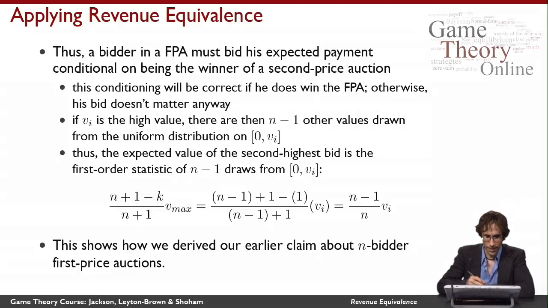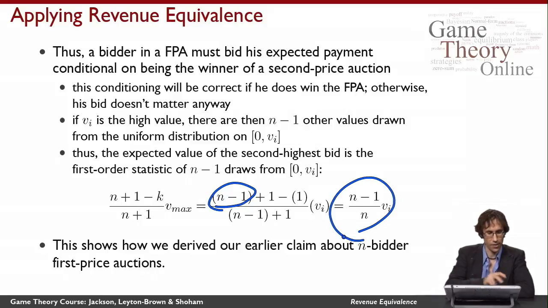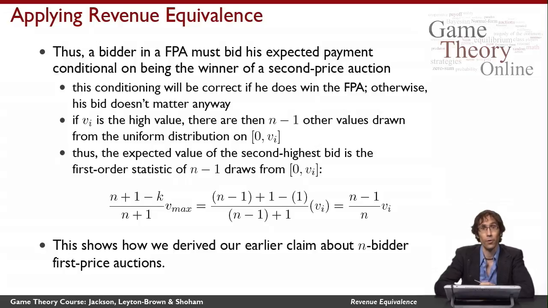And I can just substitute in to this expression for the expected value of the first order statistic of n minus 1 draws, and I can substitute in n minus 1 into that expression and simplify, and what I get is this expression here. And that's something you've seen before, right? We've claimed in the past that the symmetric equilibrium of a first price auction, with independent uniform valuations, is for all of the bidders to bid n minus 1 over n times their valuation. And now you can see actually where that comes from, that we can actually find that by reasoning through revenue equivalence.